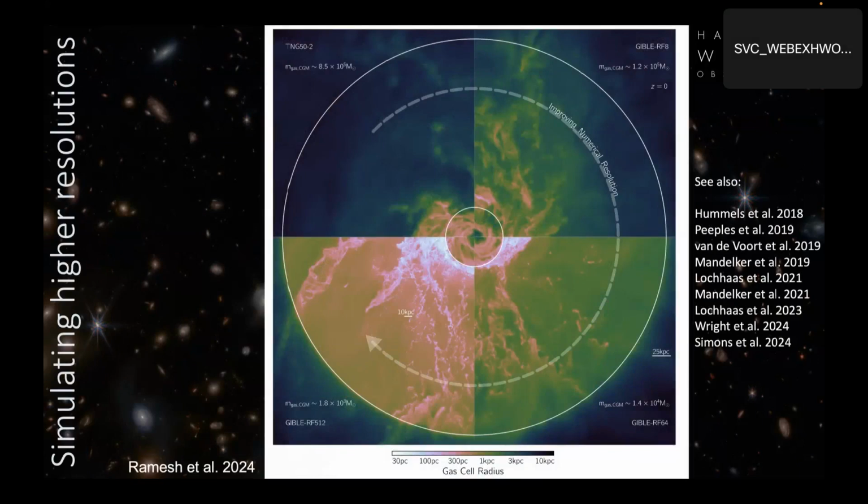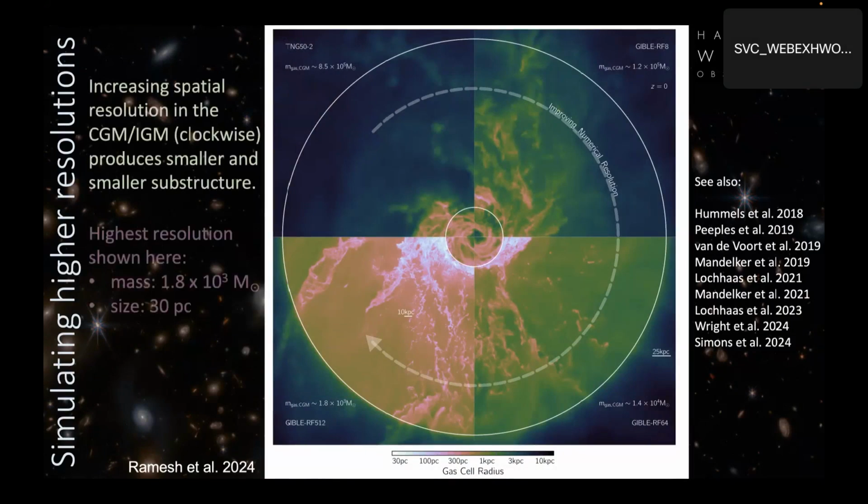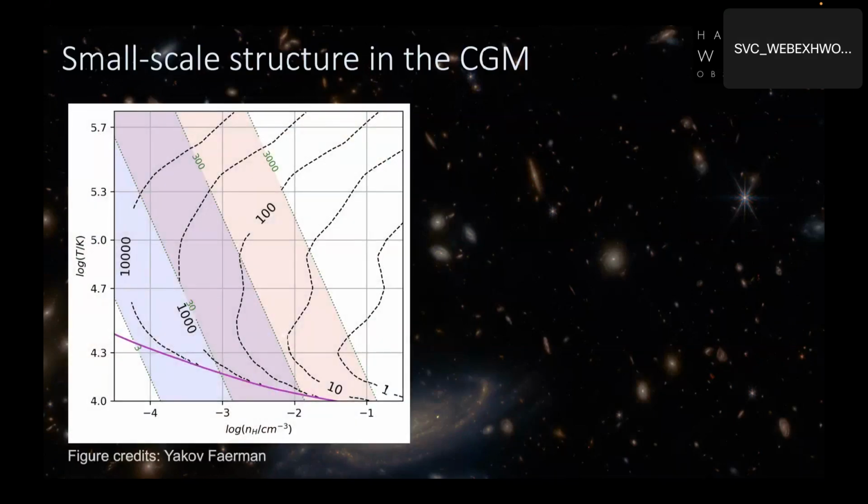I just show one example from the FOGGIE project. Other simulations have shown similar results. When you crank up the resolution in your hydro, you reveal smaller and smaller substructure. The smallest substructures shown here are about 30 parsecs. So we wanted to inform our HWO planned observations based on this small scale structure.